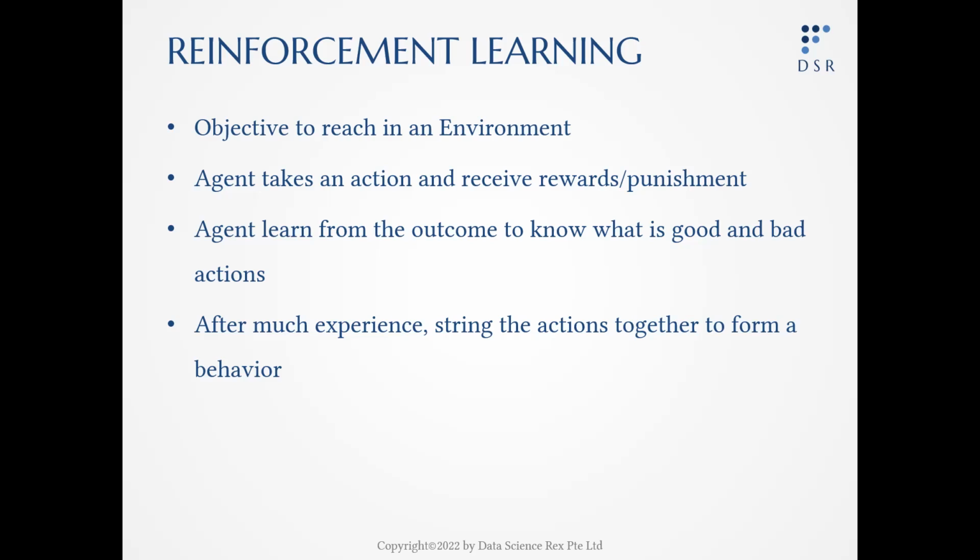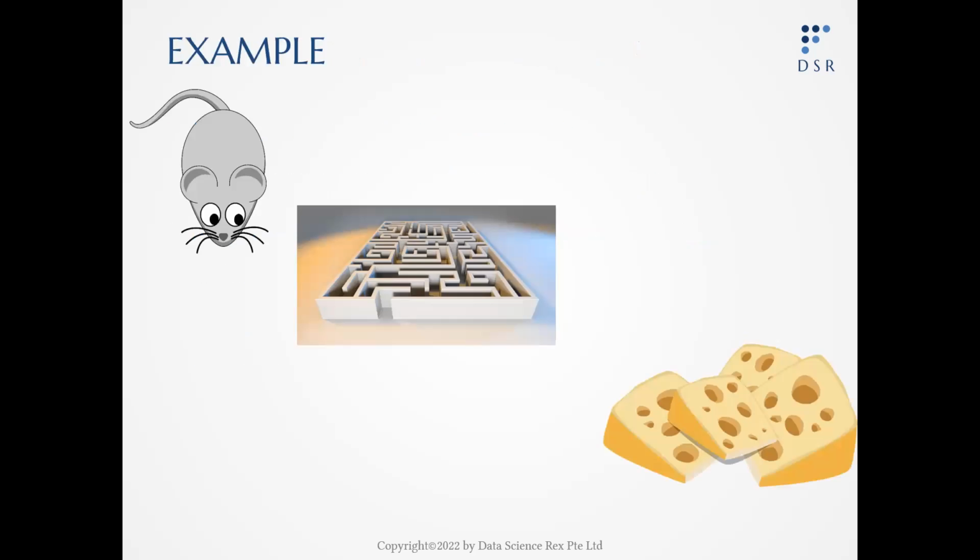So after many experiences, the agent will then be able to string the actions together to form a behavior. So for example, let's say the first training. We put the mouse in a single maze, okay? And we tell the mouse, hey mouse, look for the cheese in the maze. The mouse will then take different directions, and based on the different directions, determine what is the outcome. For instance, maybe the scent of the cheese, whether it is strong or faint. So of course, you go in the direction where the scent is the strongest.